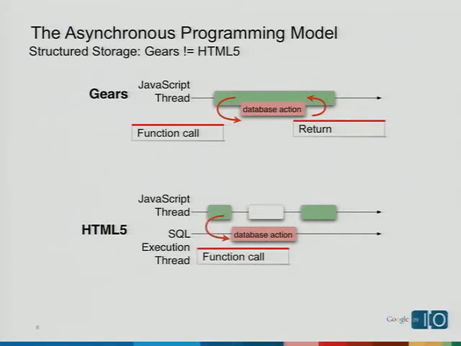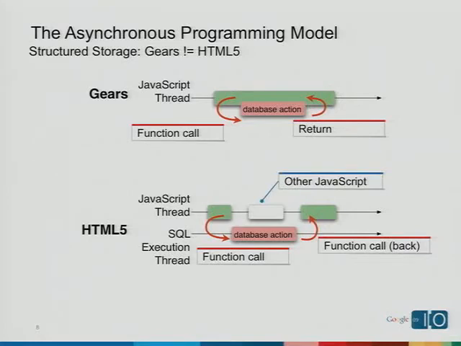HTML5 is different. And it starts out the same. The JavaScript code makes a call to an underlying SQL thread that runs database actions. But that runs separately and independently, and it doesn't return data to the JavaScript. Instead, it calls back into the JavaScript at some arbitrary point later. Now, this is sometimes harder to program, but it also has the advantage that other JavaScript, like button clicks, can happen in the meantime.